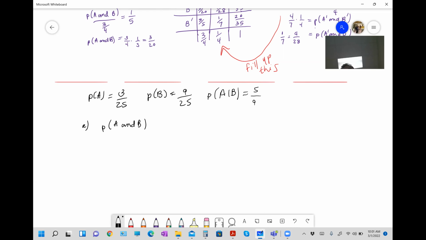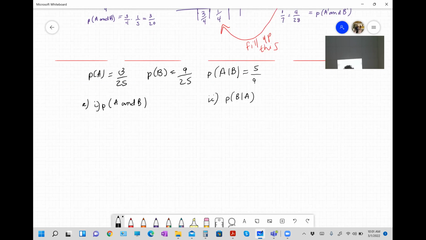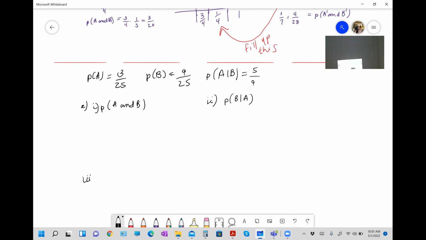Then it says A, this is I, so part A, I. Then we got double I. That's probability of B given A. And then we have 3 here. Probability of A or B or both. And then part 4, they want probability of not A given not B, or A prime given B prime. So here we are. This is where we're at.